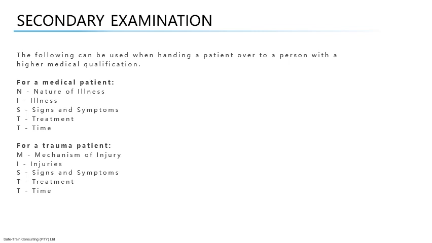For a trauma patient, remember, MIST. M stands for the mechanism of injury. How and what injured the patient. I stands for injuries. What injuries did the patient obtain? S stands for the signs you can see and the symptoms the patient is feeling. T stands for the treatment that you have provided to the patient. T stands for the time the incident or accident happened.